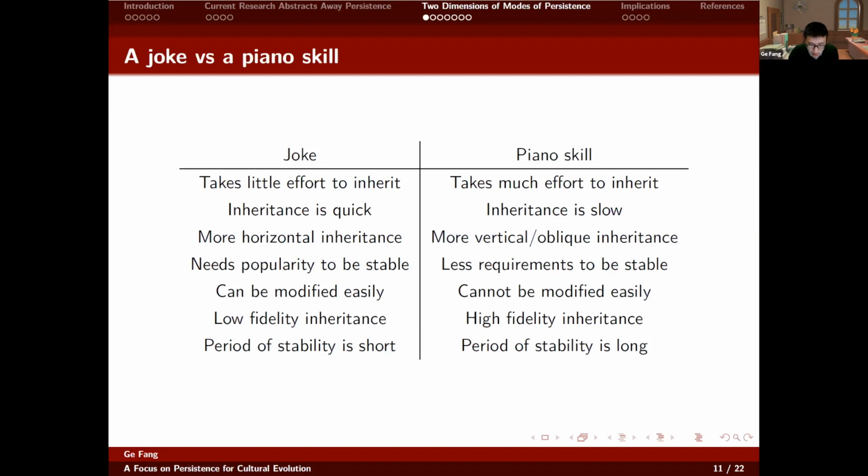Because it takes so much shorter time to inherit and so many fewer iterations, a joke is usually transmitted with low fidelity by default. It is very likely for anyone to misremember parts of the joke, but for a piano skill, because it requires a very long time and repetitive practice, you can inherit it with high fidelity by default. When a joke becomes popular and stable, the duration of stability, I mean, is usually much shorter than a single biological generation. But for a skill, a stable cultural lineage can cross many biological generations.